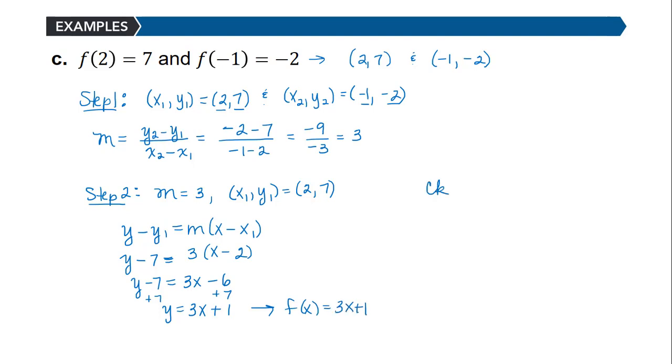And to check, we find f of 2 and make sure that it is 7. So f of 2 is 3 times 2 plus 1, which is 6 plus 1, or 7. And then f of -1 is 3 times -1 plus 1, which is -3 plus 1, or -2. So our function values check out.